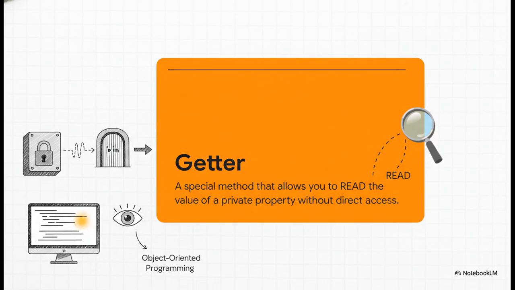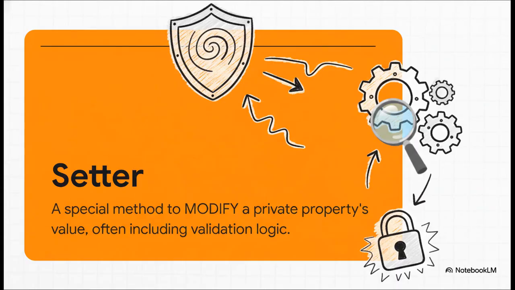So if you can't access it directly, how do you even read the value? Well, that's where a getter comes in. Think of it as a controlled read-only gateway for getting that property's value. And to change the value, you use a setter. Now this is where the real power is. The setter is like a bouncer at the door. It gives you the chance to run checks and add protective logic before any change is actually made.